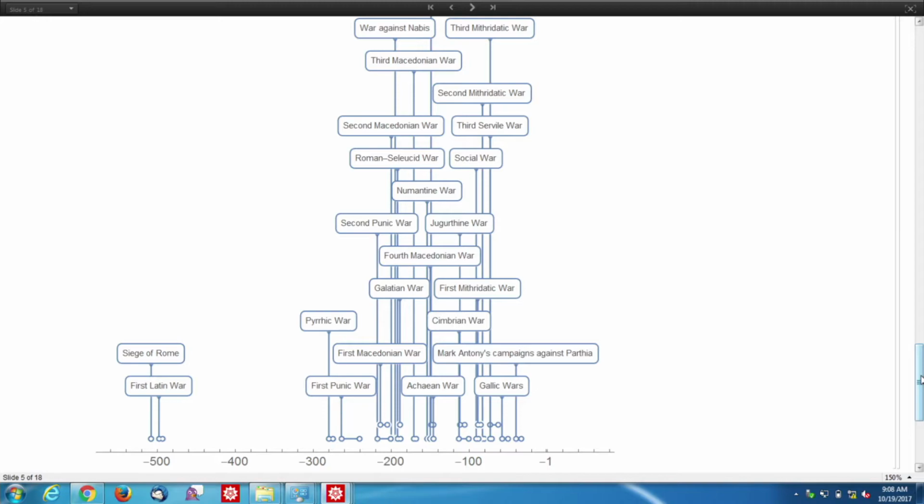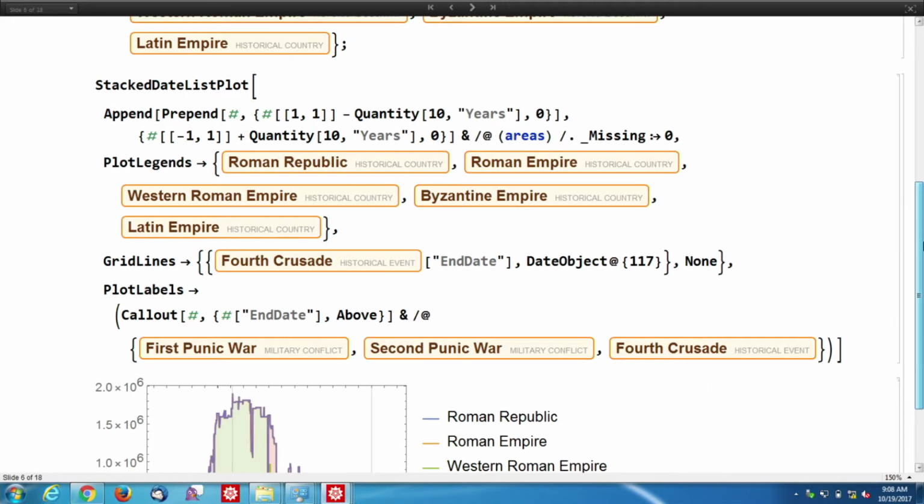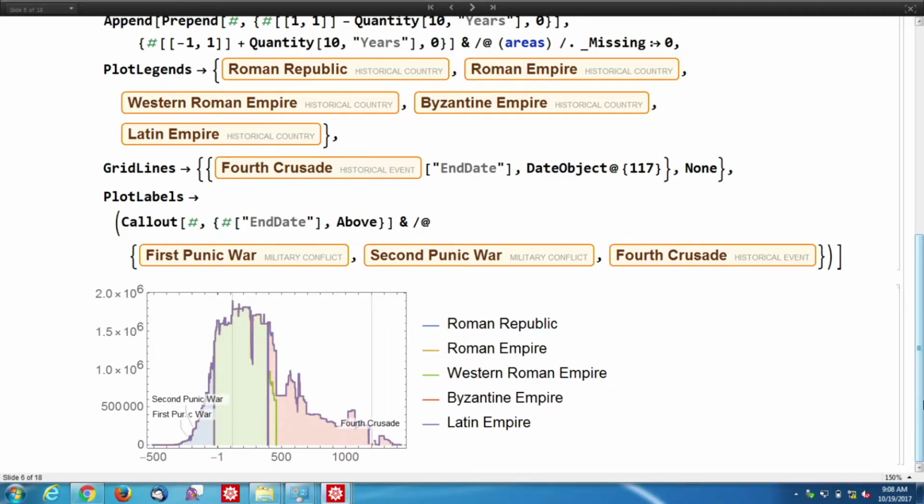We can see it. If a student of history, for example, sees this, it is a much better way to understand history than simply telling you about it. We can also see how Rome evolved. This is a bit small.